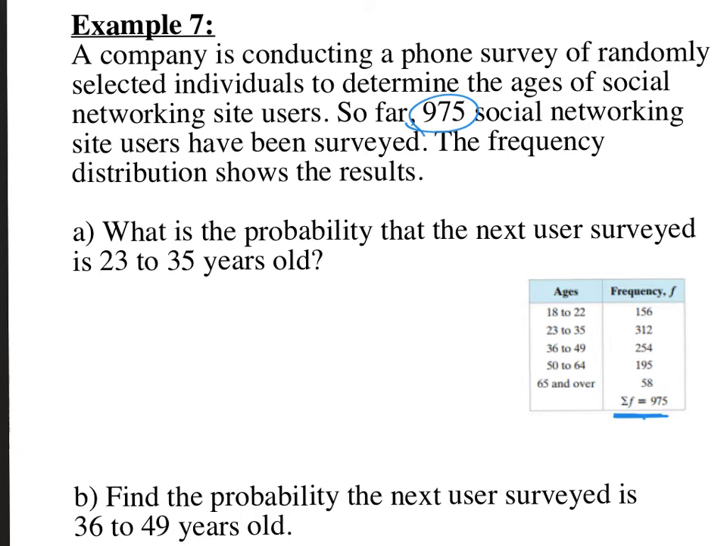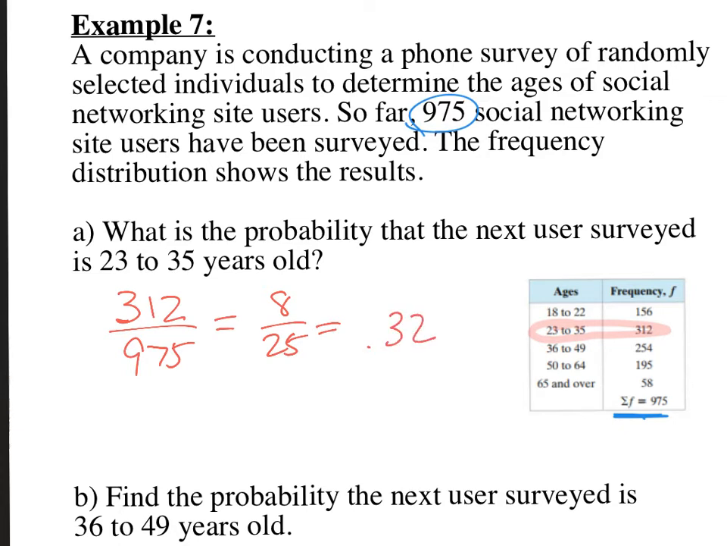What's the probability the next user surveyed is 23 to 35 years old? So 23 to 35 years old. Here's our 23 to 35. Of the 975 that we surveyed, 312 out of the 975 were 23 to 35 years old. So that means the next person surveyed, there is a 0.32 or a 32% chance, I should say, a probability of 0.32, so a 32% chance that that next person will be in that age range.